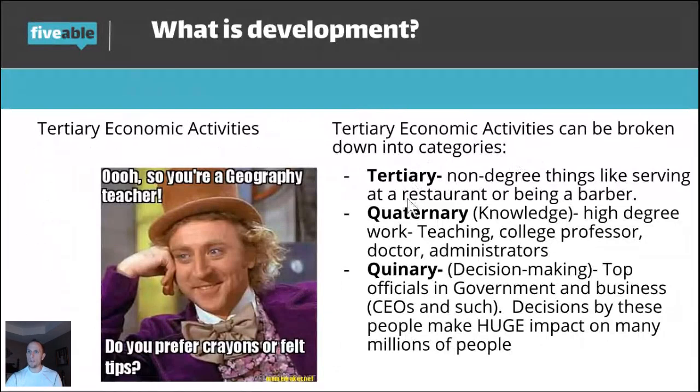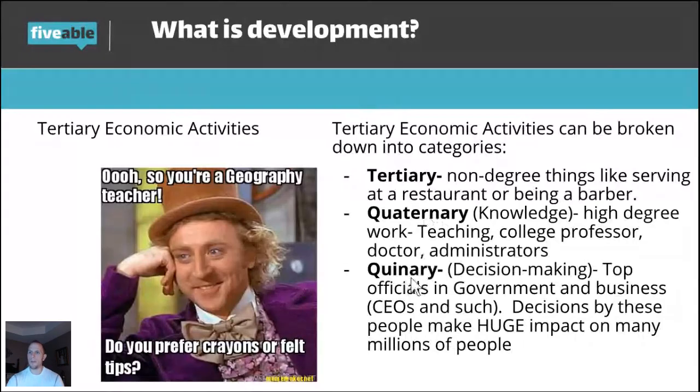And the reason is because when you start looking at quaternary, some people call this the knowledge sector. In other words, you need high degrees, high levels of qualification. People like teachers, college professors, doctors, CEOs, different types of administrators. They're going to be under this quaternary sector. So the best way to think about that is if you have a master's degree or a doctorate or some kind of advanced technical education, you're going to be in the quaternary sector.